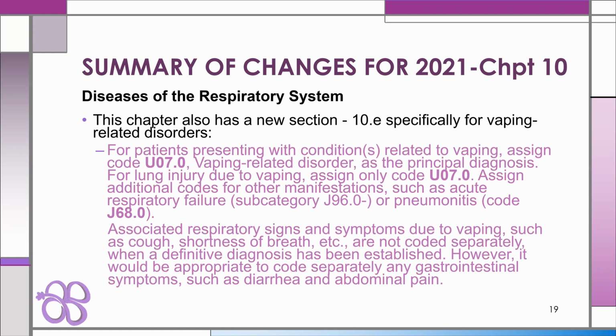So for patients presenting with conditions related to vaping, assign code U07.0, vaping-related disorders, as the principal diagnosis. For lung injury due to vaping, assign only code U07.0, and assign additional codes for other manifestations such as acute respiratory failure or pneumonitis. Associated respiratory signs and symptoms due to vaping, such as cough and shortness of breath, are not coded separately when a definitive diagnosis has been established. However, it would be appropriate to code separately any gastrointestinal symptoms such as diarrhea and abdominal pain.